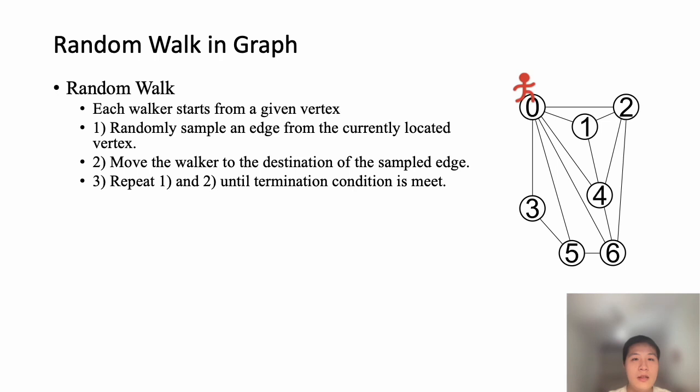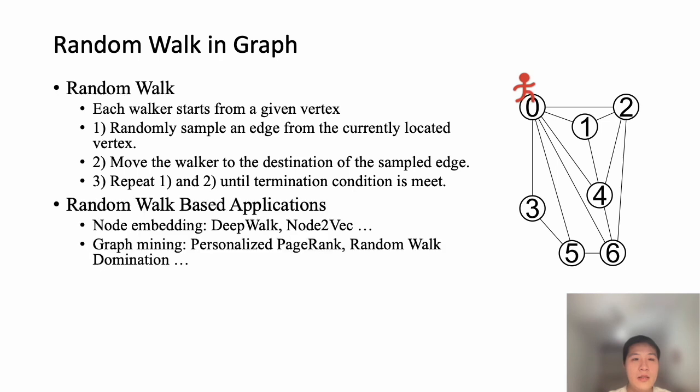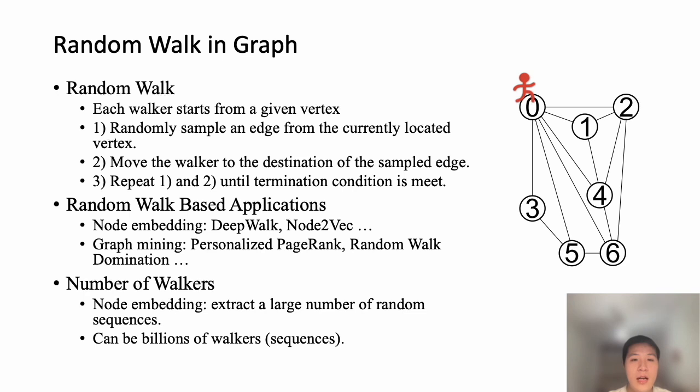Random walk serves as a foundation for many applications, such as DeepWalk and node2vec for node embedding, personalized PageRank, random walk domination for graph mining, and so on. Take the node embedding applications as an example. Random walk is used to extract a large number of random sequences from the graph. These sequences are fed to the downstream learning task to compute gradients and update models. In a large graph, there can be billions of walkers.